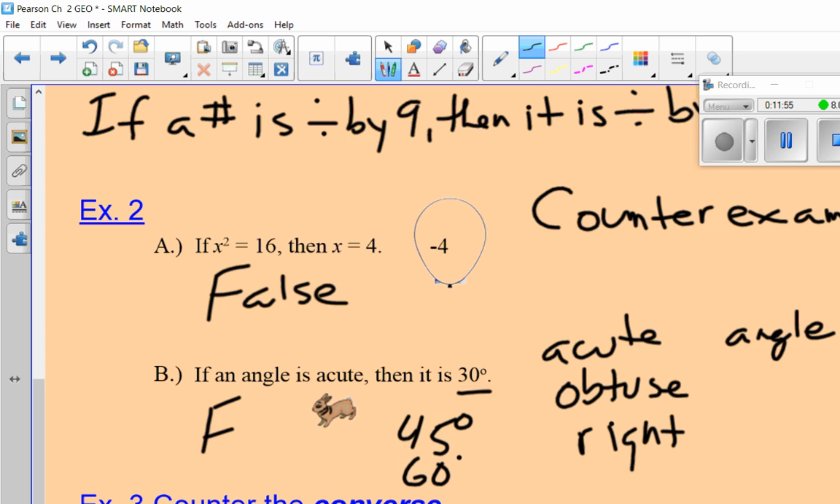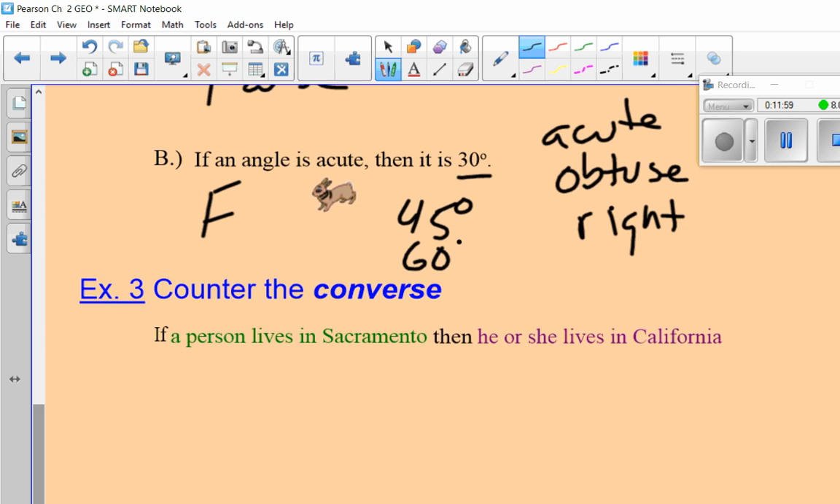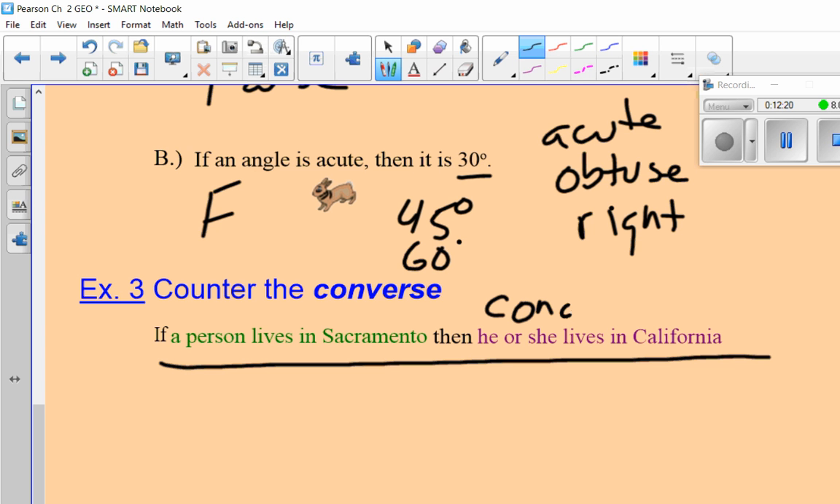If we come down here, we want to counter the converse. If you go ahead and write this out, we have to do a lot of writing in this chapter, so I think it'll help you understand your notes better when you study them. This is a conditional statement, by the way, that we're starting with.